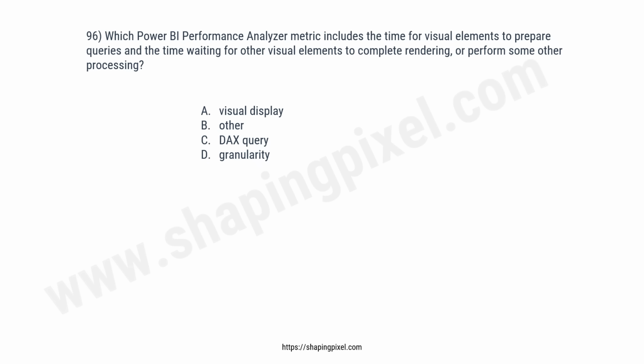Question number 96. Which Power BI Performance Analyzer metrics includes the time for visual elements to prepare queries and the time waiting for other visual elements to complete rendering or perform some other processing? And we have four options. Option A, visual display. Option B, other. Option C, DAX query. Option D, granularity. So the right answer here is option B, other.